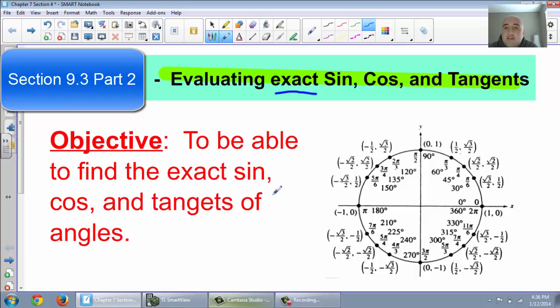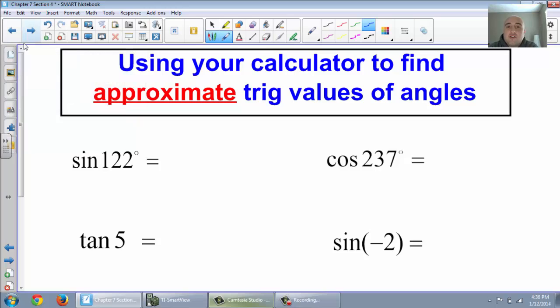Basically, everything that you memorized off of the unit circle in Algebra 2, you'll now know how to do, how they got these numbers. Not just what the numbers are, but actually how these numbers are achieved. Okay, so let's get right into it.